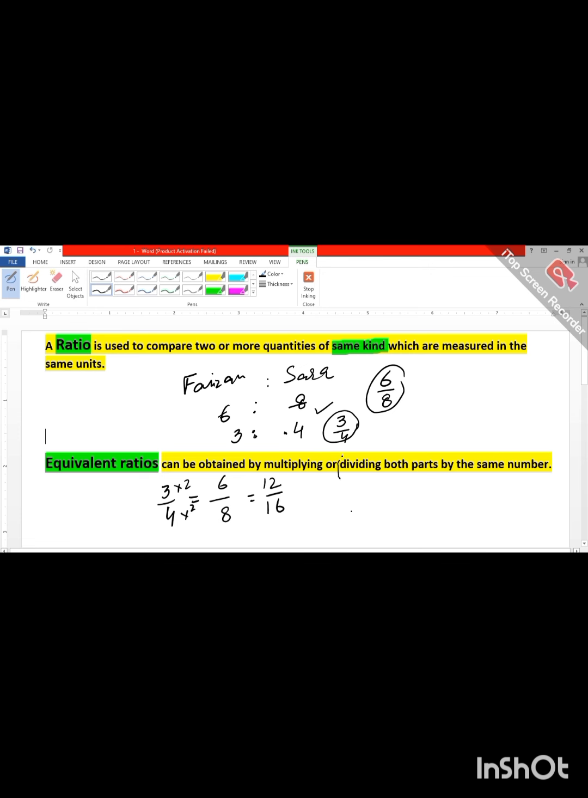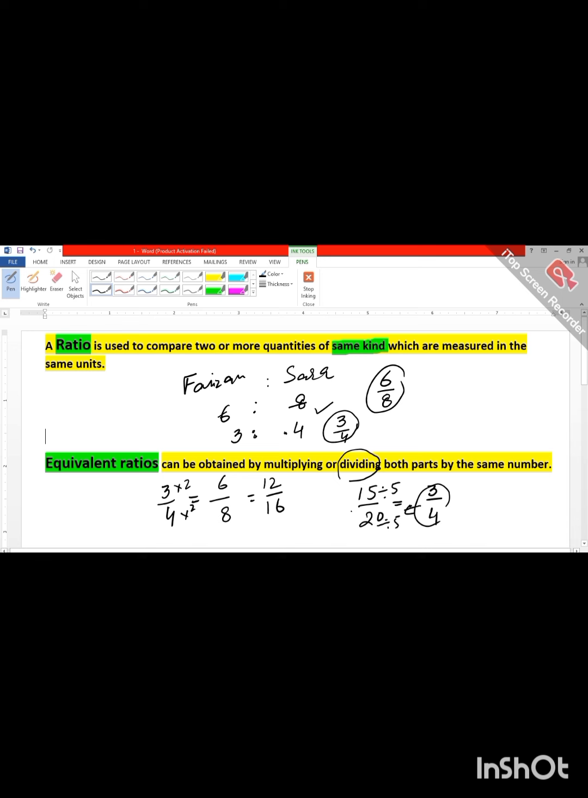Now I write one more word here, that is dividing. Dividing means if I have the ratio 15/20, right? So what is the equivalent ratio of this one? First of all, we have to find the HCF. What is the HCF of 15 and 20? That is 5. Both come in the table of 5. So I divide this by 5, I divide this by 5. So what do we get? 15 divided by 5, we will get 3, and 20 divided by 5, we will get 4. So this is the equivalent ratio of 15 and 20. I hope you get the concept of ratio and equivalent ratio.